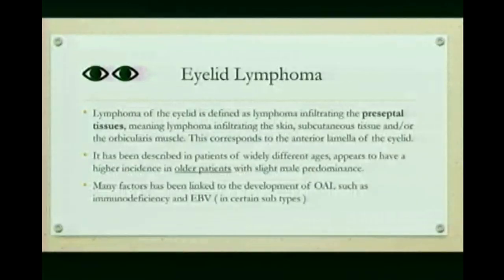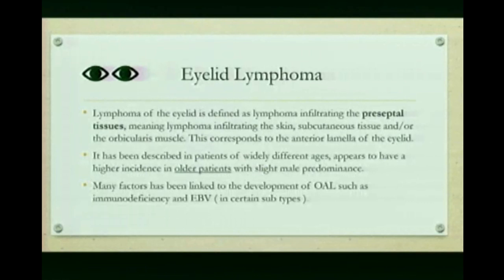and so now I'm going to talk specifically about eyelid lymphoma. Eyelid lymphoma is defined as lymphoma infiltrating the preseptal tissue, meaning lymphoma infiltrating the skin, subcutaneous tissue, and orbicularis muscle. This corresponds to the anterior lamella of the eyelid.